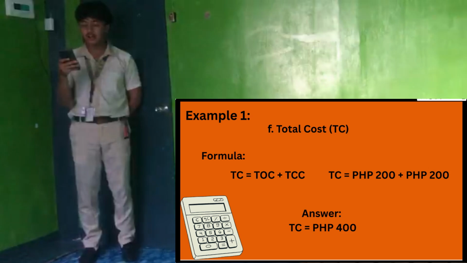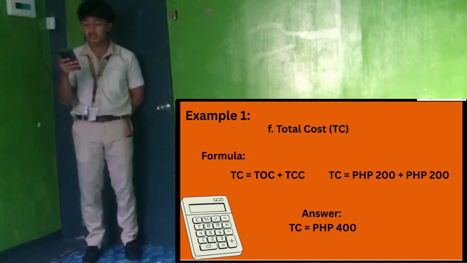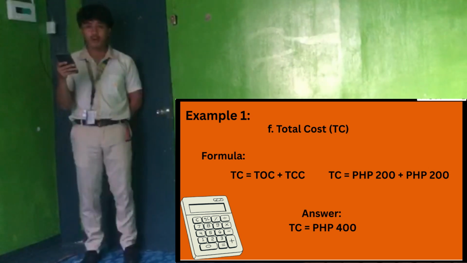And lastly, our total cost. Our total cost equals 200 pesos plus 200 pesos, which equals 400 pesos.